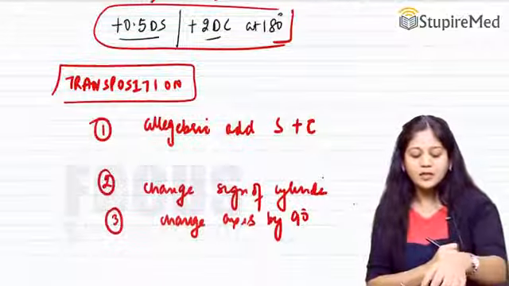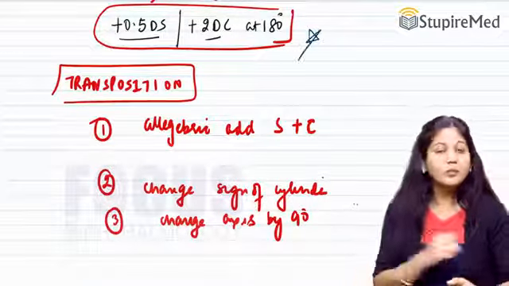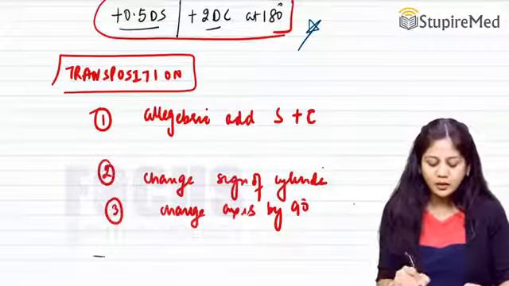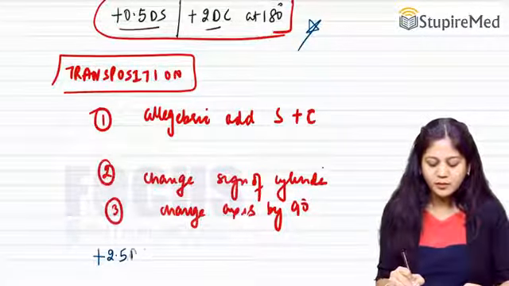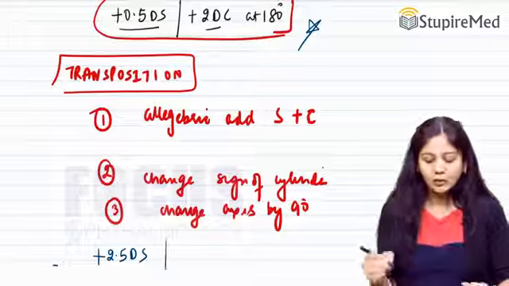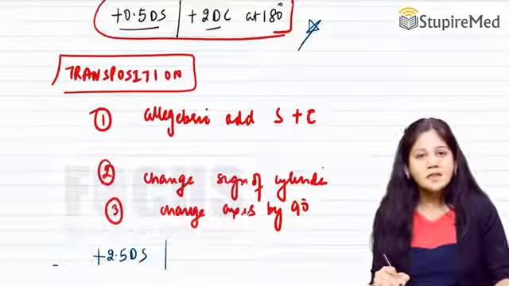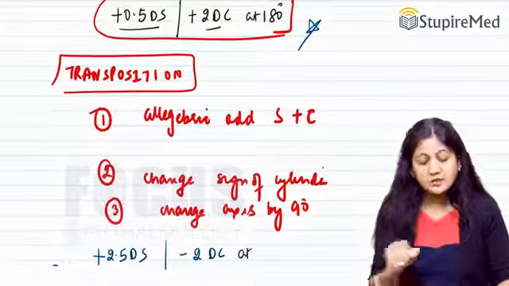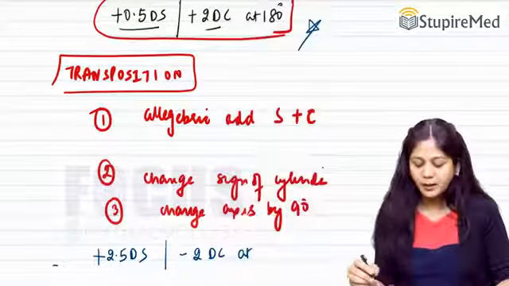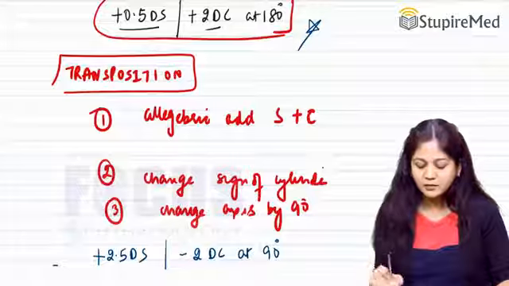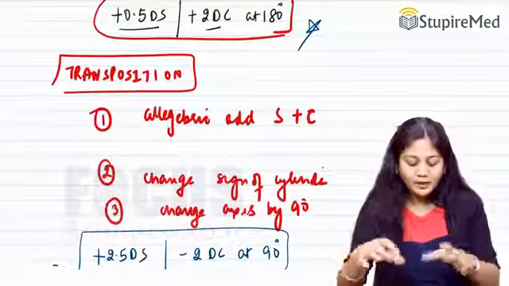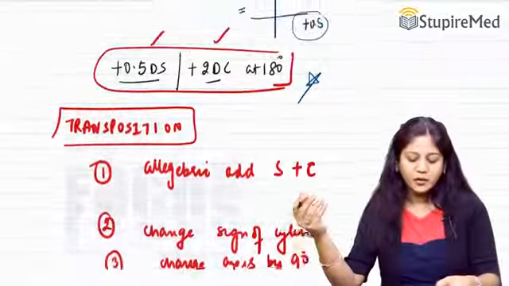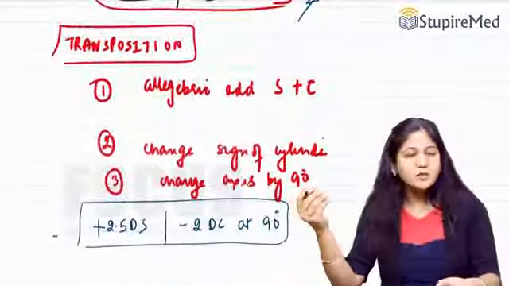Let's see if we can transpose this particular finding. First, we would be algebraically adding it, so this would be +2 +2.5 diopter cylinder. Now, we have to change the sign of the cylinder, so this would be -2 diopter cylinder, and next we have to change the axis, so this would become +90 degrees. Probably this kind of transposed value suits the patient better. This is how we can make transpositions.